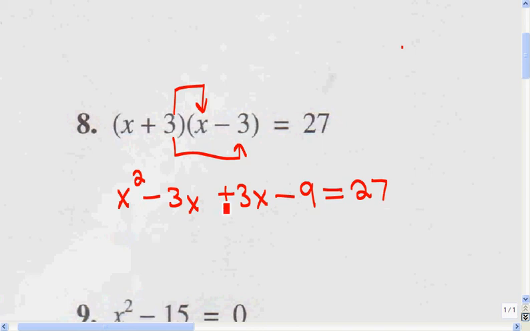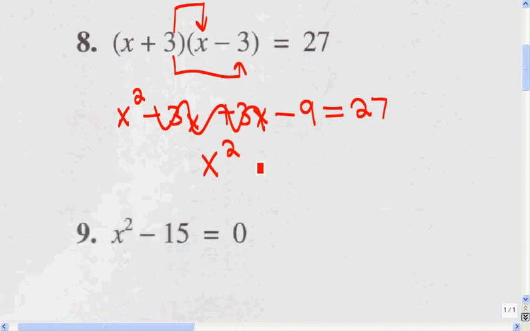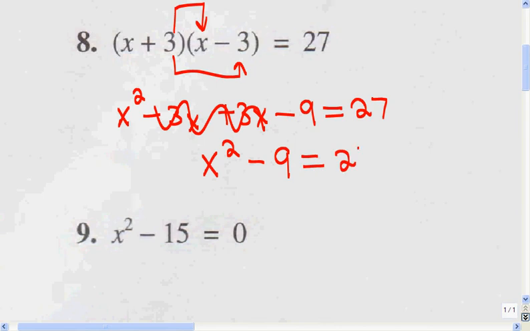Okay. Now I can combine these. Well, a negative 3x and a positive 3x equals 0, so these cancel out. So I have x squared minus 9 equals 27.